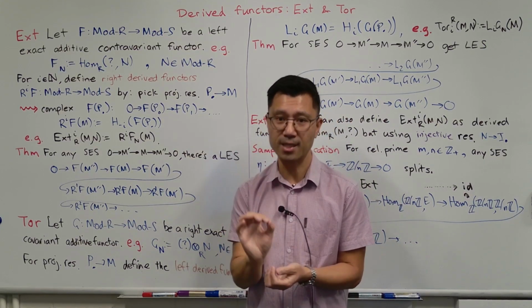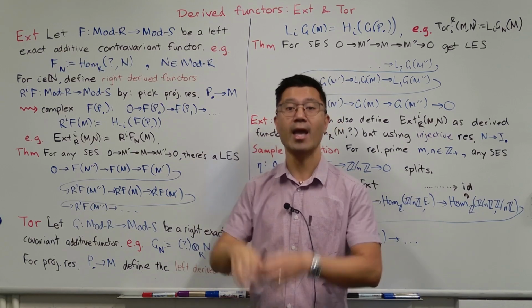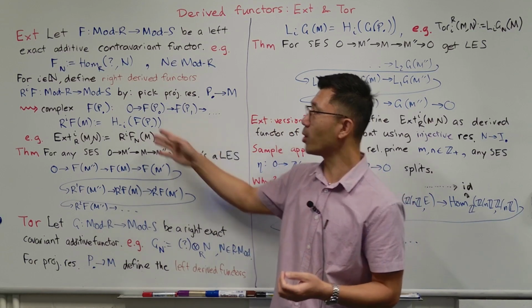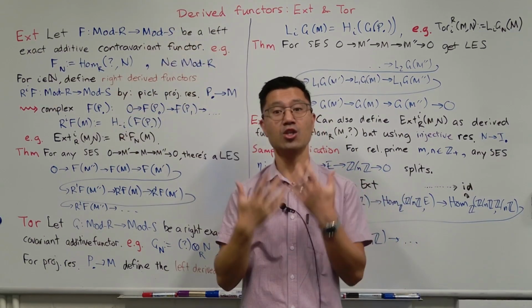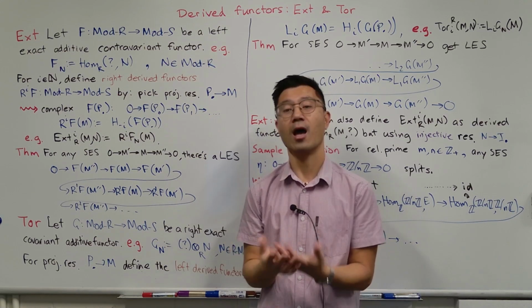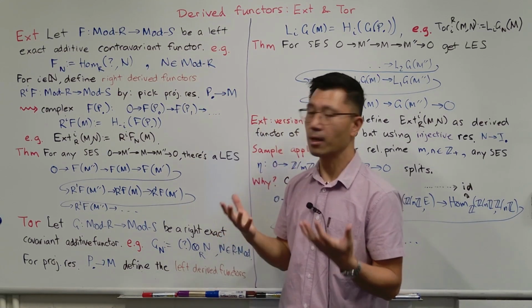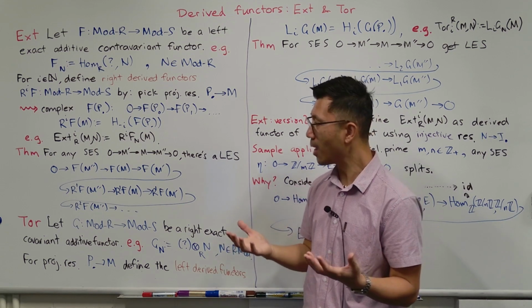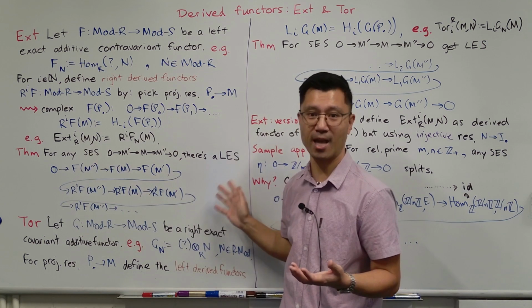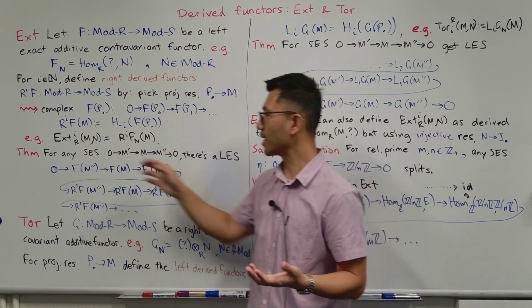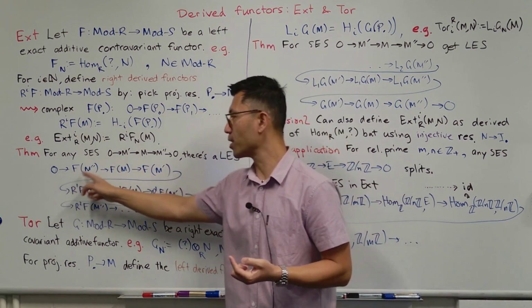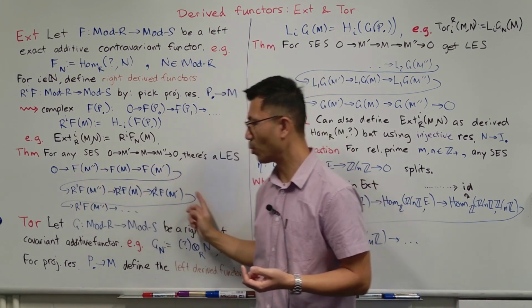And once it's split exact, if you apply any additive functor to it, it remains split exact. So in particular, it remains short exact. So once you apply F to the projective resolution, you still get a short exact sequence of complexes. And once you have that, you can apply the long exact sequence in homology. And what that says, if you just go through the definitions, is precisely this long exact sequence. And that's how you can recover exactness for this non-exact functor by extending it in this way.